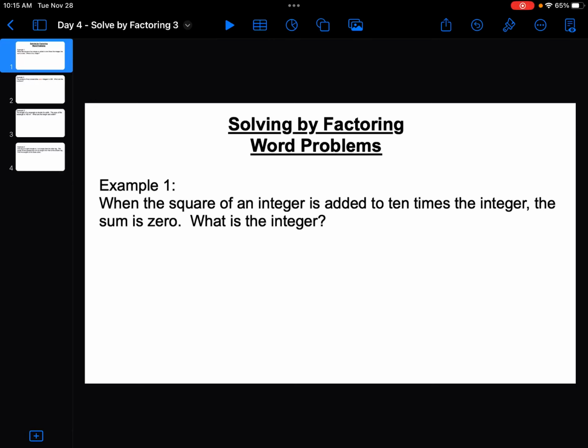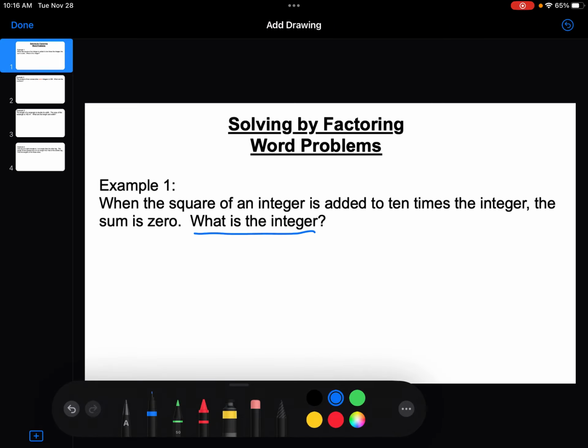When we're solving quadratic equations that involve word problems, the hardest part is really setting up the equation, and then everything else is pretty basic. A lot of times you're going to use factoring. Eventually we might use the quadratic formula, but we'll get to that later. For these questions, what we have to do is interpret what the question's asking and then make sure that we're answering the question that's asked.